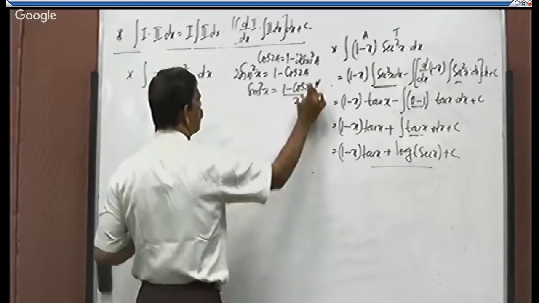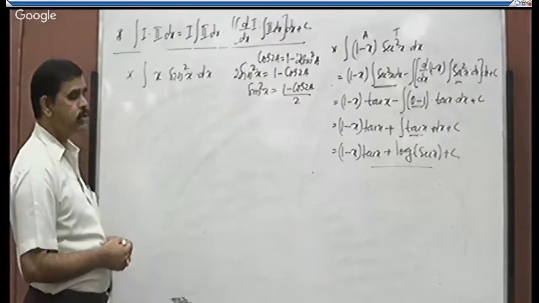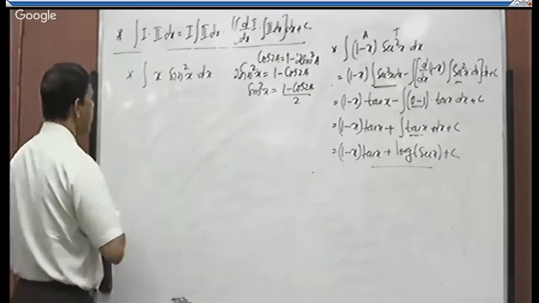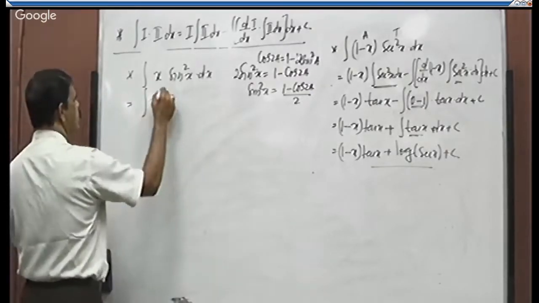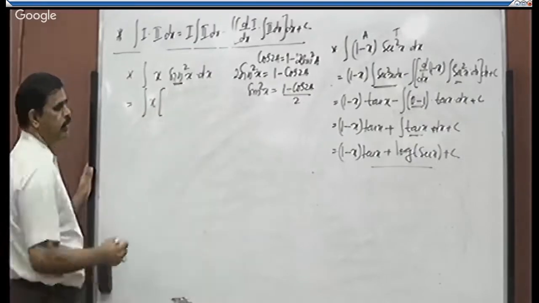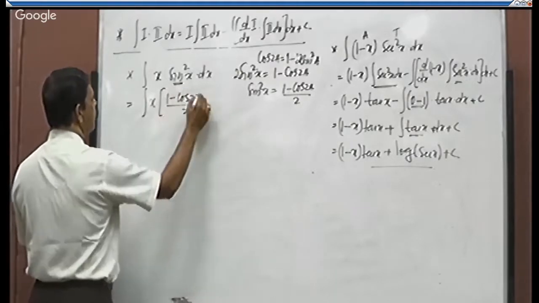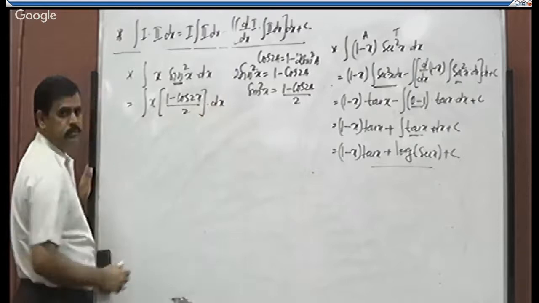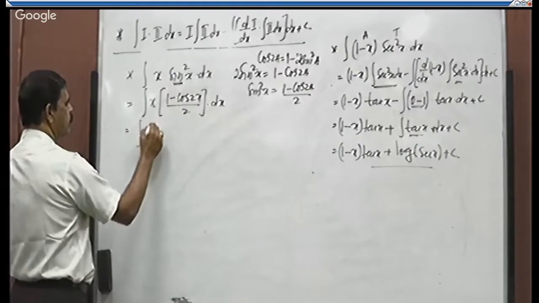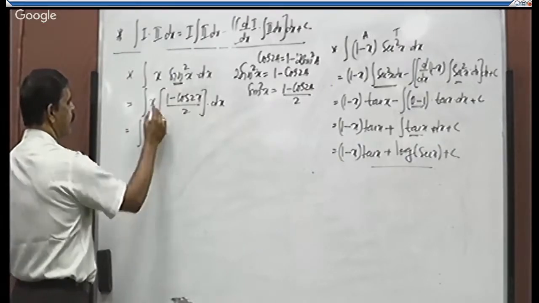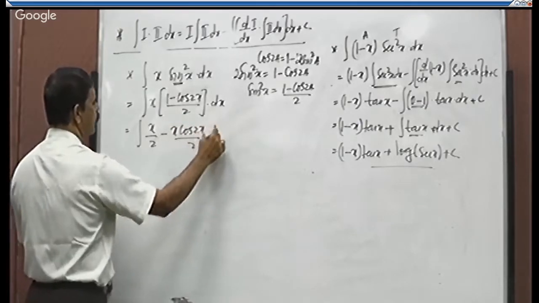So this is having integration, correct? We have integration of 1, we have integration of cos 2x, correct? Therefore, before taking into first and second function, first substitute for sin square x. What is sin square x? It is 1 minus cos 2x divided by 2 into dx. Or it is equal to, multiplying with this, 1 into x is x, x by 2, minus x into cos 2x divided by 2 into dx.